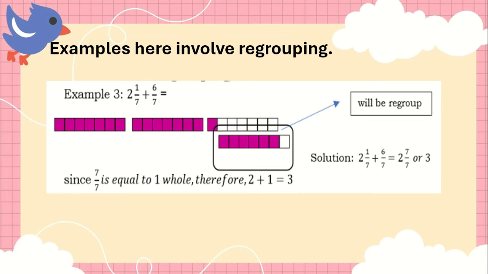Examples here involve regrouping. Example 3, 2 1/7 plus 6/7. Solution, 2 1/7 plus 6/7 is equal to 2 7/7 or 3. Since 7/7 is equal to 1 whole, therefore 2 plus 1 is equal to 3.